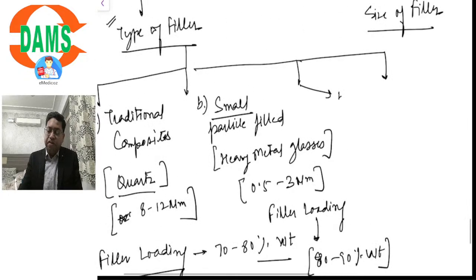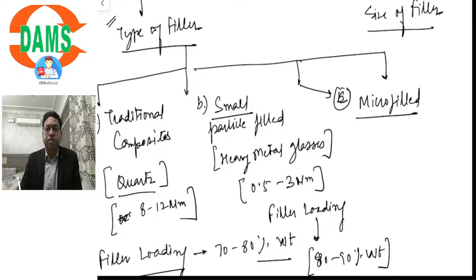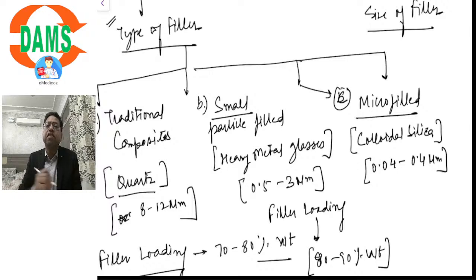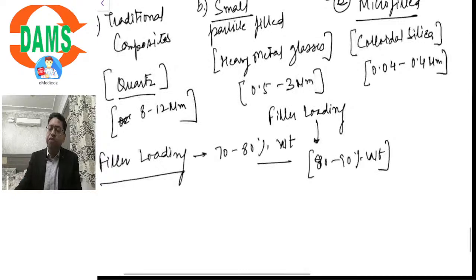Then the third type of composites, based upon the type of fillers, are called microfilled composites. Microfilled composites. What type of fillers do they contain? They consist of colloidal silica particles, which are very small, 0.04 to 0.4 micron in size. And as you can see, because of the very small filler particle size, they have one of the lowest filler loadings.